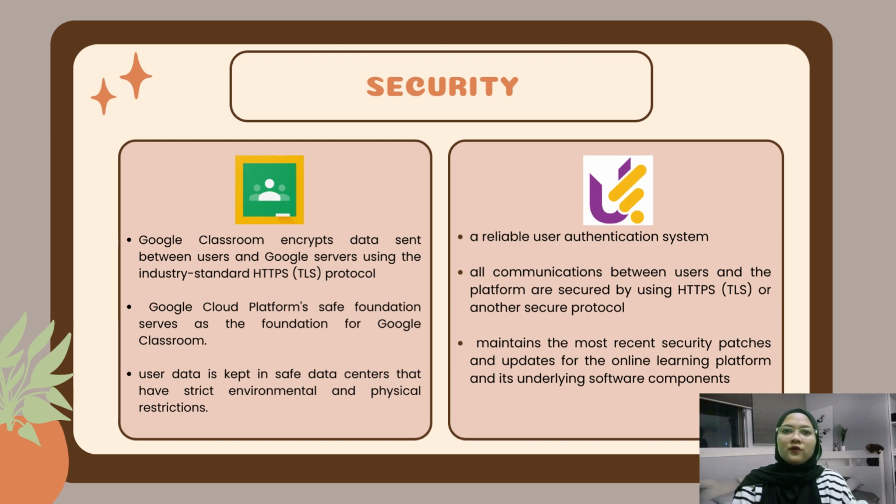For Ufuture, they install a reliable user authentication system that confirms the user's identity when they access the platform. This can involve single sign-on, which is SSO, connection with reputable identity suppliers, two-factor authentication, which is 2FA, or username and password combination. Moreover, they make sure that all communication between users and the platform is secured by using HTTPS or another secure protocol. This prevents unauthorized access to sensitive information such as login passwords and personal information.